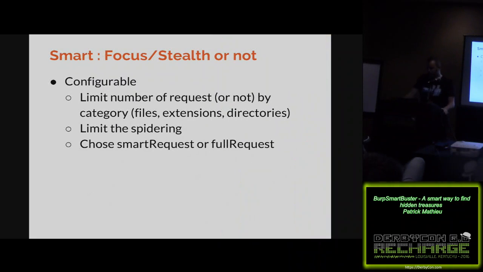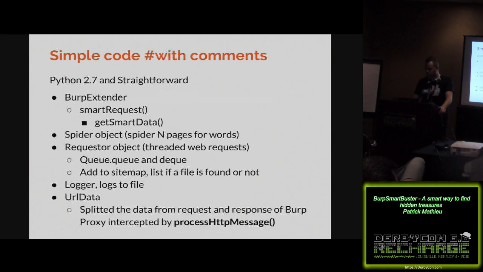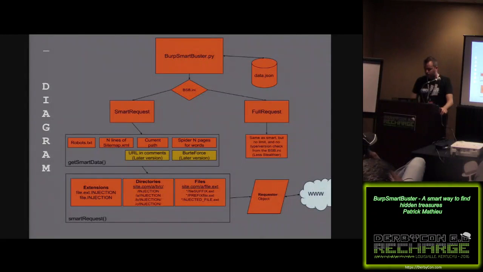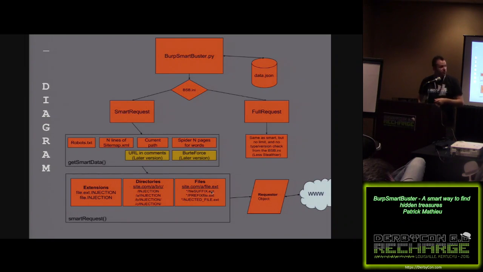So the focus stealth option, there's a configuration in the configuration file to limit the number of requests. Everything is there. The only thing missing right now is just the if, like stop after 5 or something like this. Like I said, the code is really simple with tons of comments. And this is how the code works internally. So maybe it's a bit small.